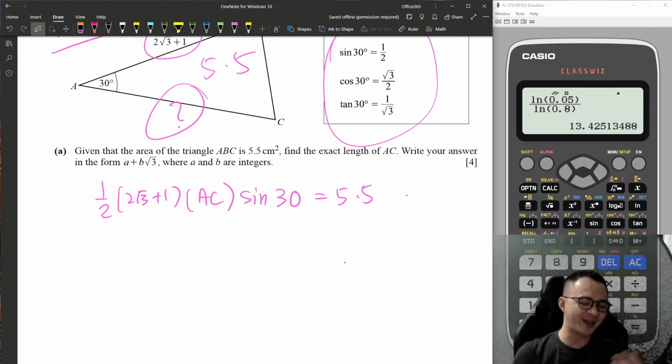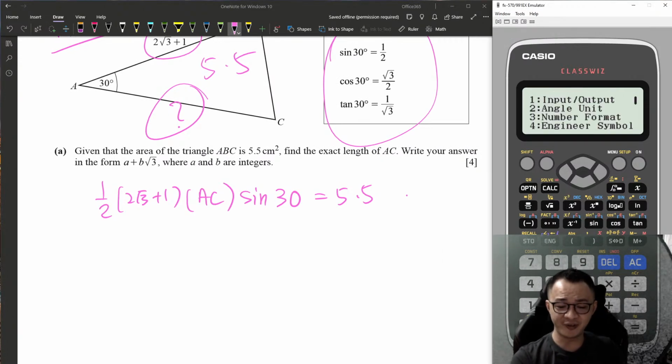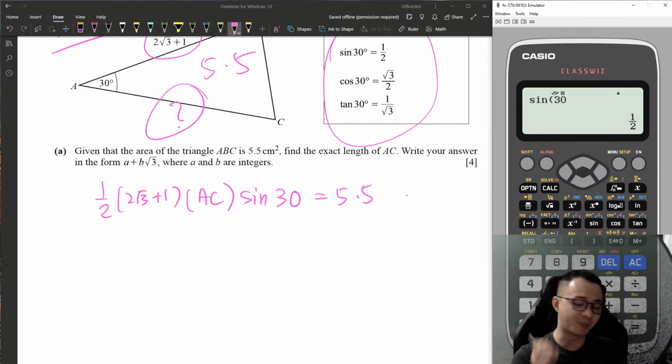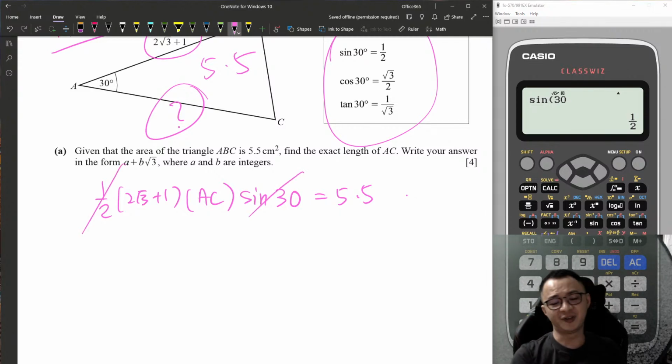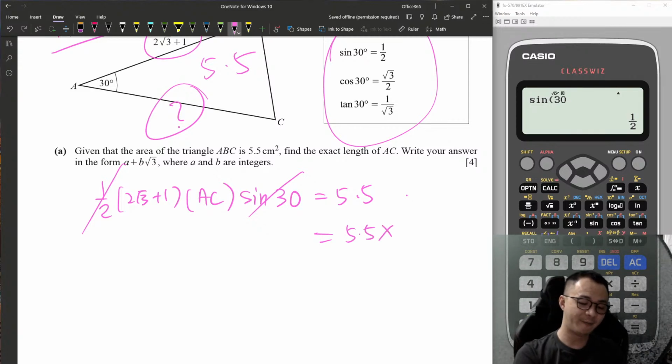Alright, so we want to find AC, so we move around. Sine 30, you can type in the calculator, is 0.5. Where is my degree? Okay, so sine 30 degrees, no surprise, is 0.5. So 0.5 multiply 0.5 is 1 over 4. Move to the other side is multiply 4. So I multiply 4 because I move 1 over 2 and 1 over 2 to the other side. And then I still have another, this one, I move to the other side is divide. Okay, this is the AC.